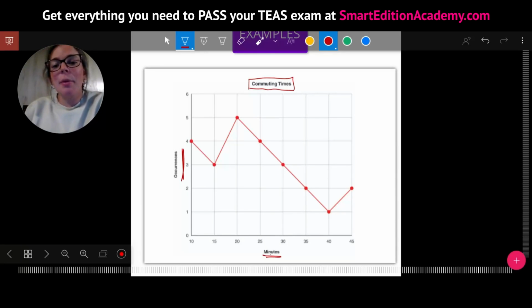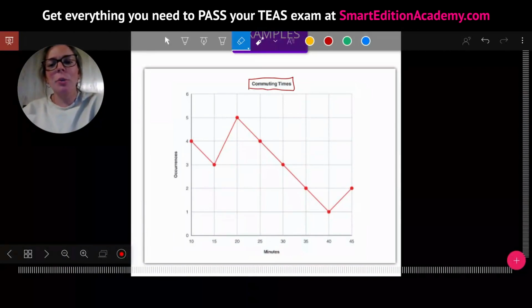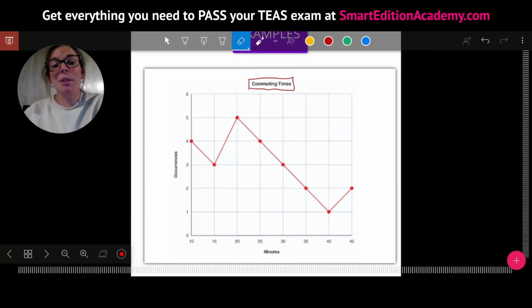So for example, maybe you live in the city and you have a different commute every day because of traffic. You could keep track of how long this commute takes you over the course of a month or whatever, and track the occurrences to see: what is the average amount of time it takes me to get to work? What is the longest it takes me? What's the fastest time I've ever gotten to work? That's how this kind of graph can be helpful.